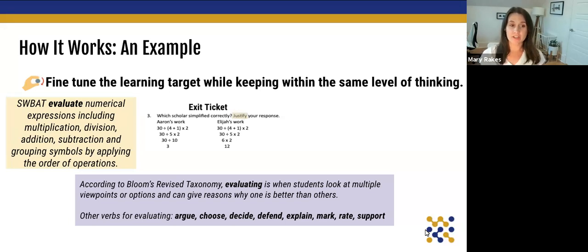There's other verbs for evaluating, and in that chart that had the columns, I pulled some of those for you. This is linked at the end of the slide deck as well. But some other verbs for evaluating are things like argue, choose, decide, defend, explain, mark, rate, support. So whatever I'm asking my students to do, it has to be one of these evaluation words. They have to be evaluating, or else we're not asking them to do the same level of work that we're asking their peers to do.